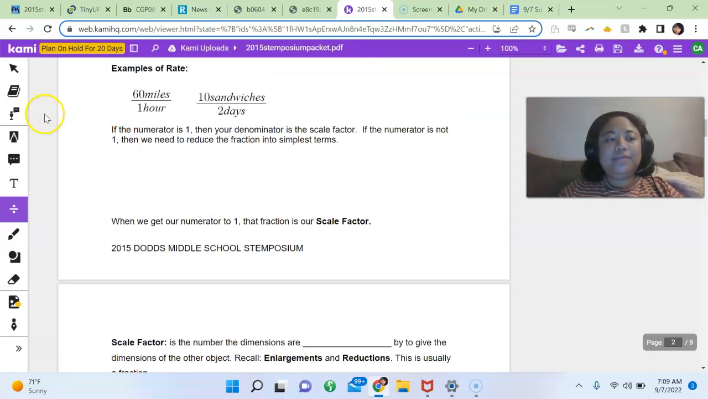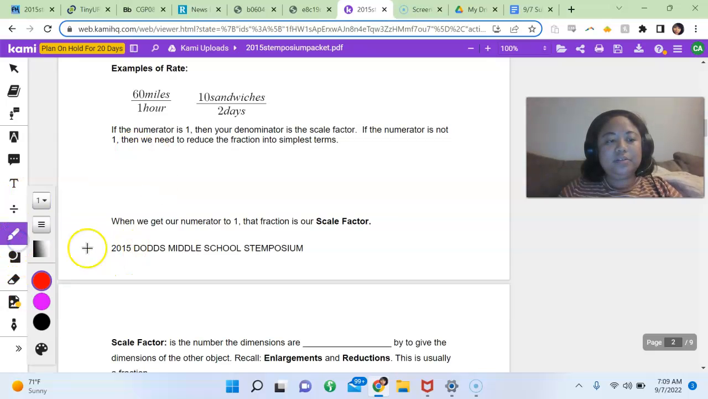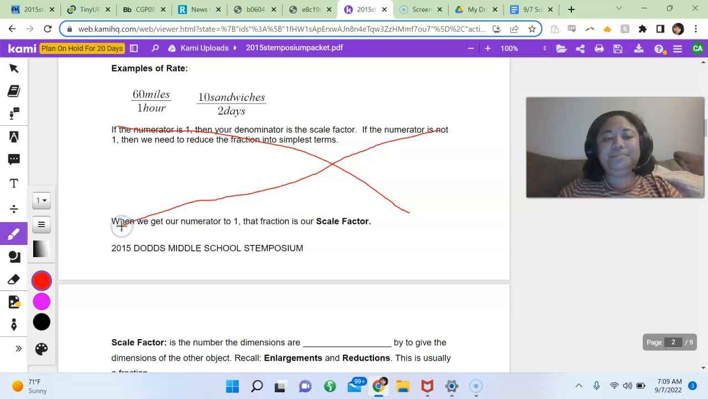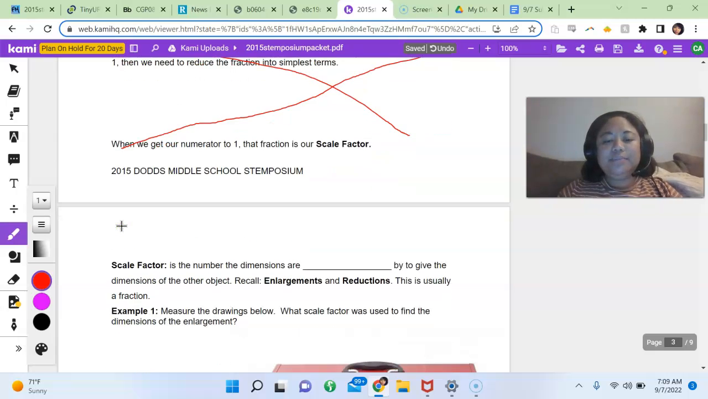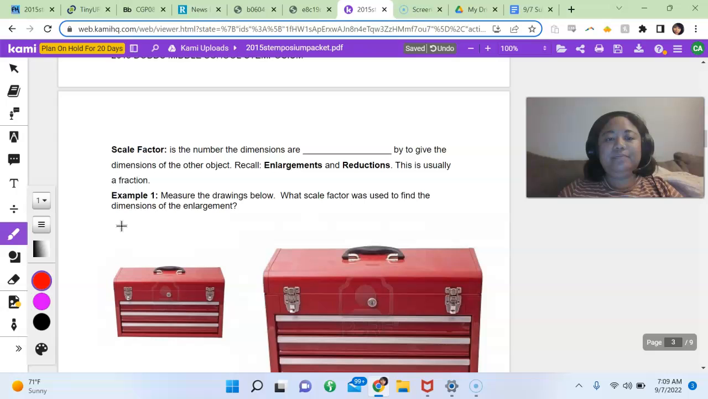I'm going to go ahead and have you ignore this part. Just cross it out. We don't need this. And skip to where it says scale factor. So go ahead and read this and see if you can fill in the missing word.